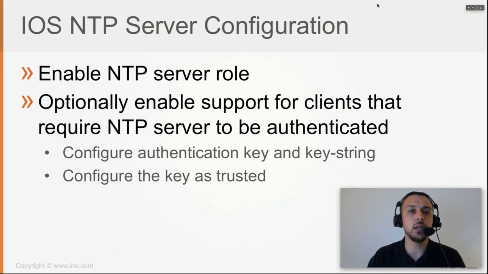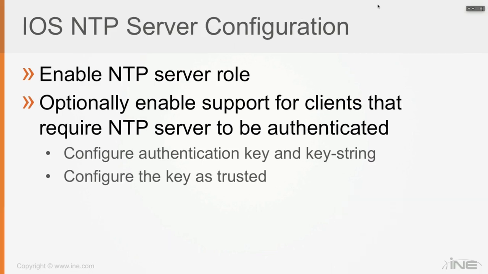In the older codes of IOS, the trusted key was not needed to be configured. But now Cisco, of course, has changed that a long time ago, from 12.4 something, the IOS code. So ideally, just to be on the safe side, you always have to also configure the key to be trusted. Trusted means that the server trusts that key to be used for authentication. Because the server may have multiple keys configured, but not all of them may be used for authentication actively. Only the trusted one can be used for authentication.